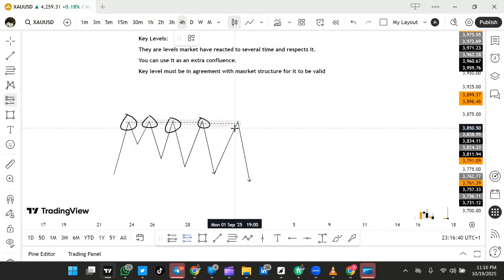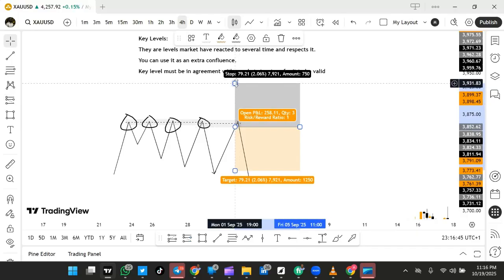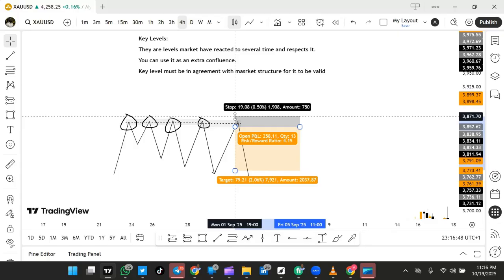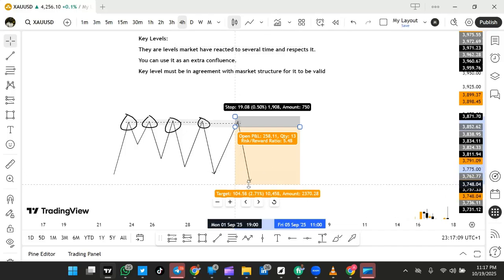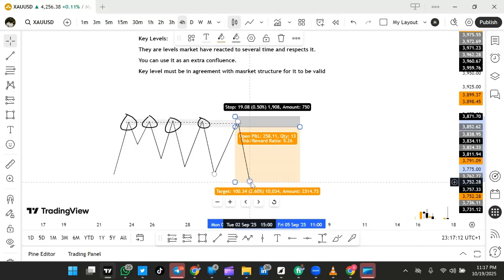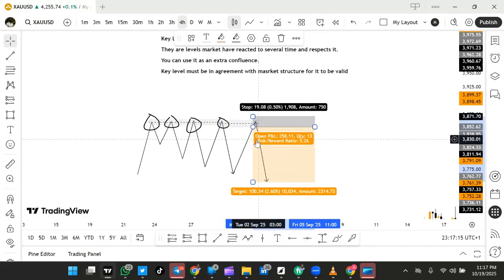Why? Because it's a key zone and the market has tested that zone several times. It's just like your resistance level. Just like I said, even if you're a normal retail trader, your supply and demand, it doesn't matter. As long as your key level is in line with your structure, it will play out fine. So you're only waiting for the market to come back to this same level and bounce again.